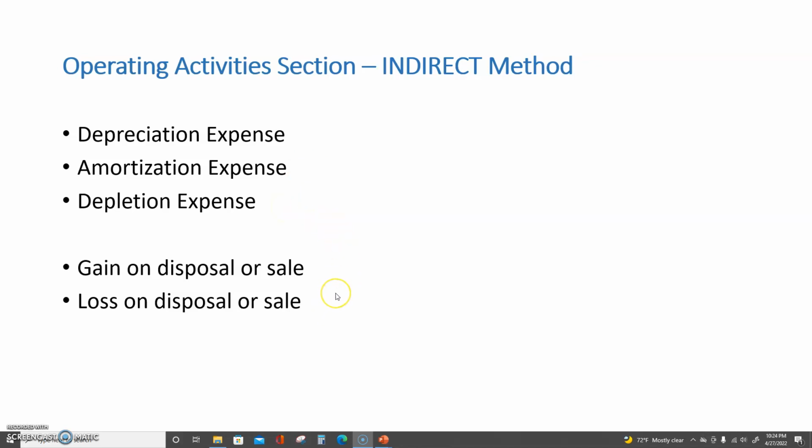The other two, gain on disposal or sale, or loss on disposal or sale, is also something that belongs in the operating activities section when we are preparing the indirect method of the statement of cash flows. Just be aware where these belong. That's all we need to know at this stage. How to prepare the indirect method we will take a look at in a later video.